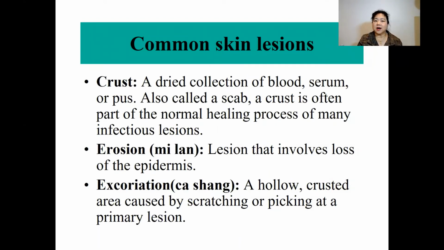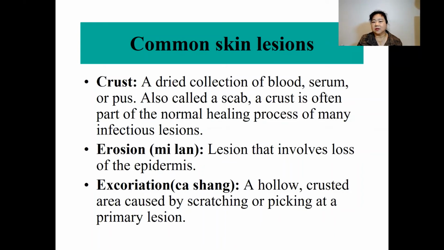A crust is a dried collection of blood, serum, or pus, also called a scab. A crust is often part of the normal healing process of many infectious lesions. Erosion, which Chinese call mi lan, is a lesion that involves loss of epidermis.